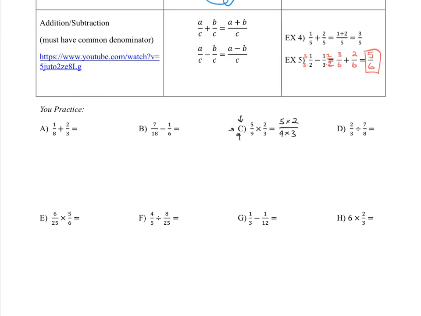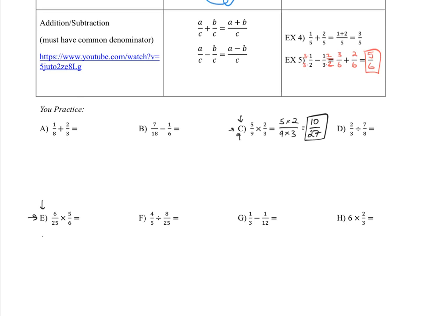And it doesn't look like I can simplify anything here. I can't simplify a 5 with a 3 or with a 9, or a 2 with a 9 or a 3. So I'm just going to go ahead and multiply straight across and get myself a 10 over 27. And that's it. Since we couldn't simplify anything here, we can't simplify our final answer. Let's see, more multiplication. Let's look at example E.